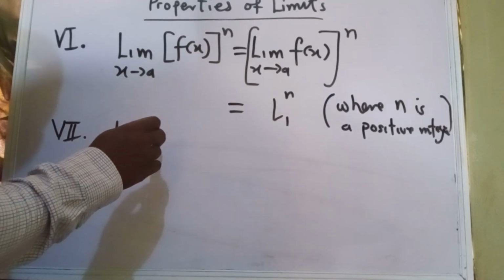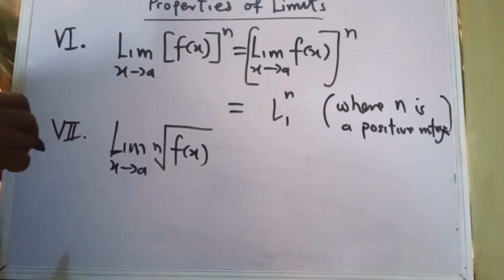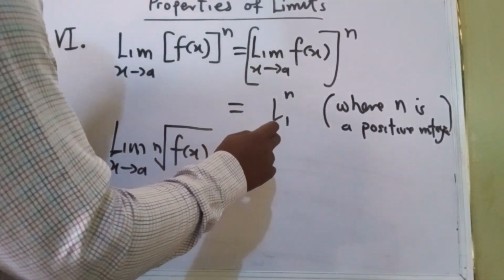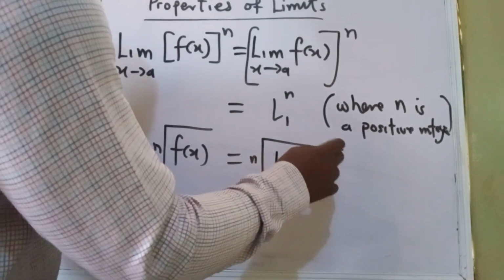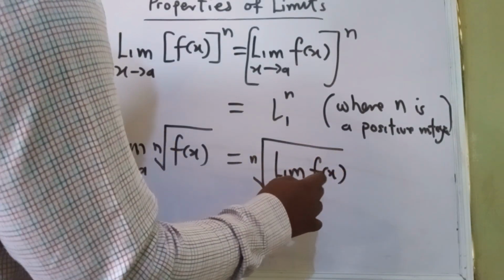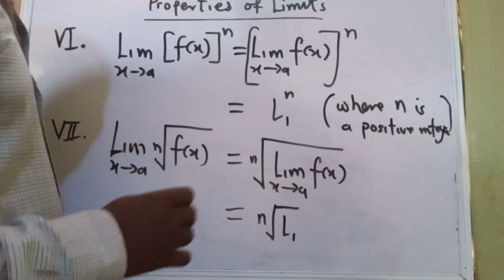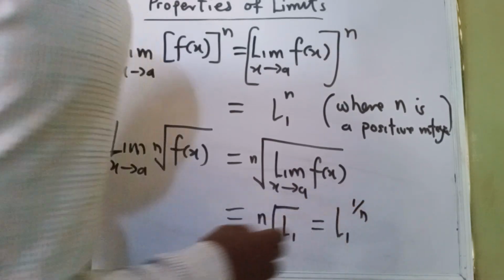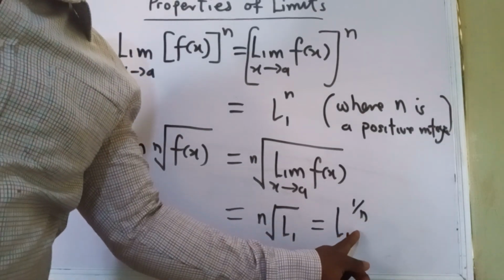Okay, and it is given as this. If you have the limit of the nth root of f of x, again, this limit will go in here to affect this. So this will be the nth root of the limit of f of x as x tends to a. Again, this will be the nth root of L1, or L1 raised to the power of 1 over n. Again, this n is a positive integer.